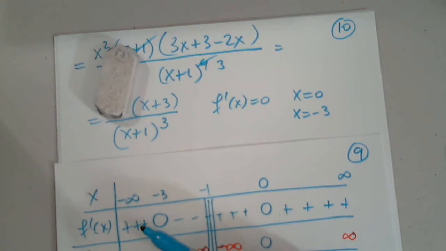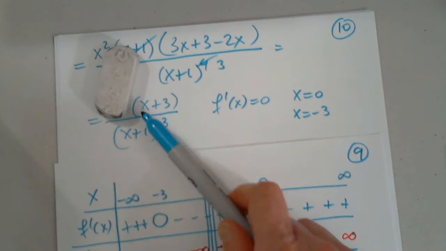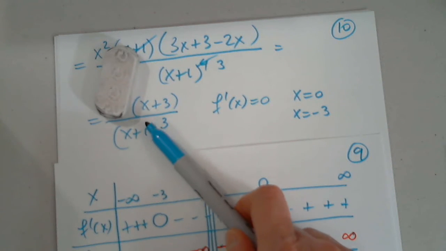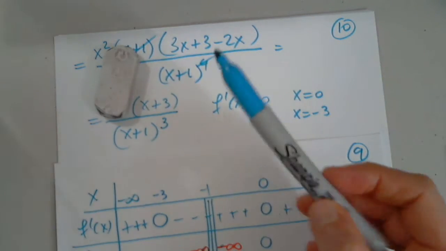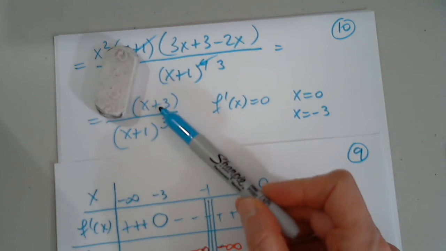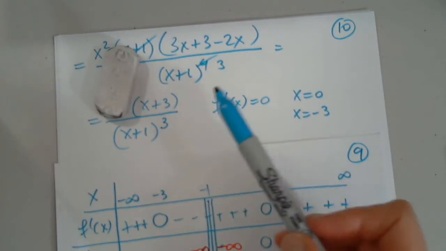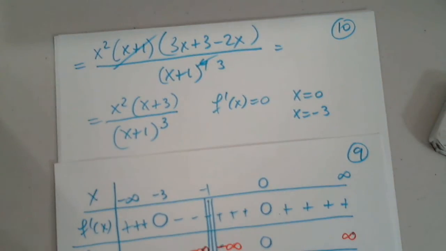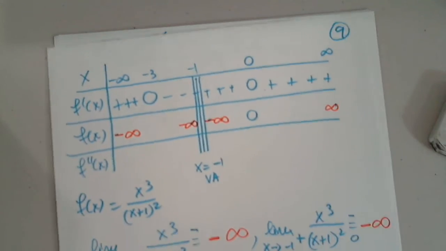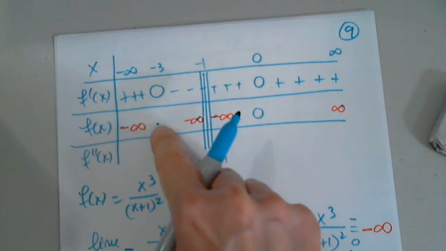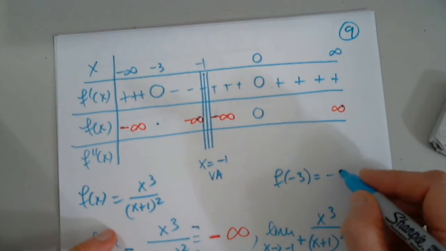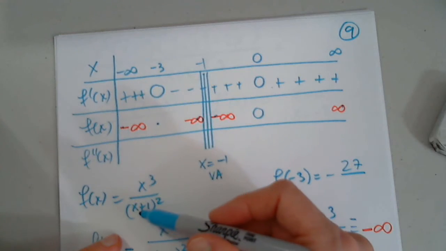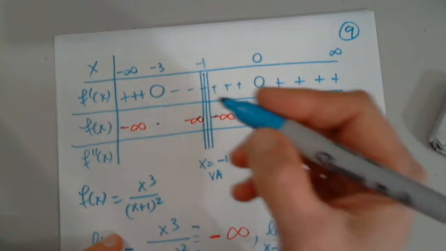I'm checking. So with negative 10, yes. With negative 2, negative, yes. With negative 0.5, yes. With 10, yes. I'll find my mistakes in a minute. So now let's plug in negative 3. So f of negative 3 will be negative 27 over 3 plus 1, 4, 16.